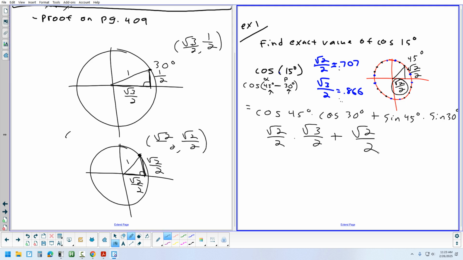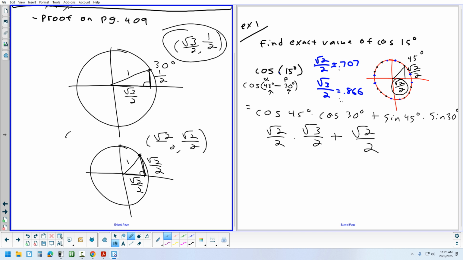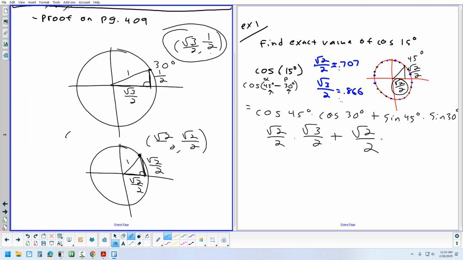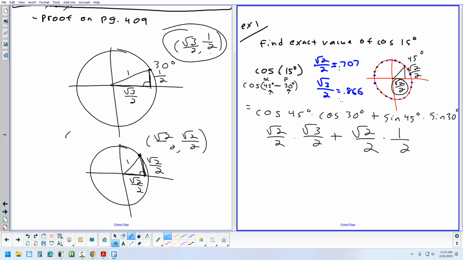And now the sine of 30, well, we already got the coordinate right there. What letter is the sine again? It's the y, and the y is 1/2. So the sine of 30 is 1/2. Or if you just type it in, that's an easy one to recognize, 0.5, 1/2. Okay. Now let's just simplify that and put it all together.